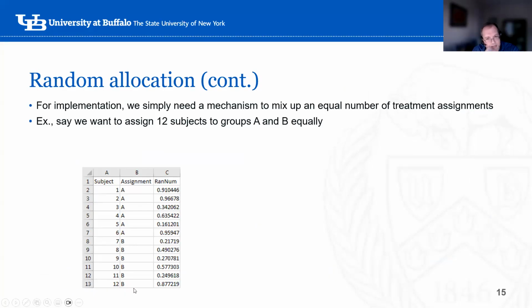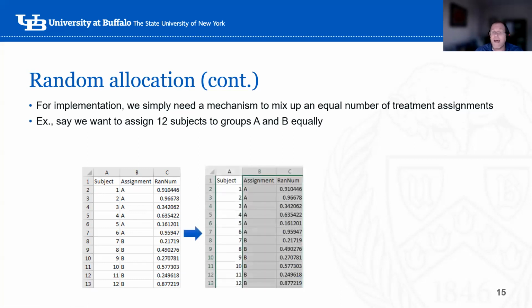Okay, so that's not my list yet, right? What I need to do is mix up those A's and B's. Now, how could I do that? Well, one way I could do that is to generate a uniform random number, and then I'm going to sort by that number to do the mixing up.